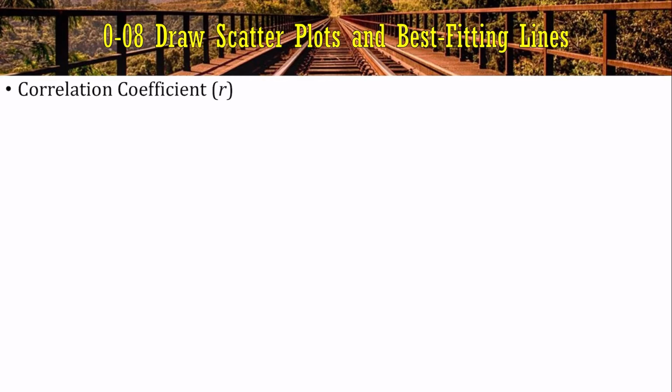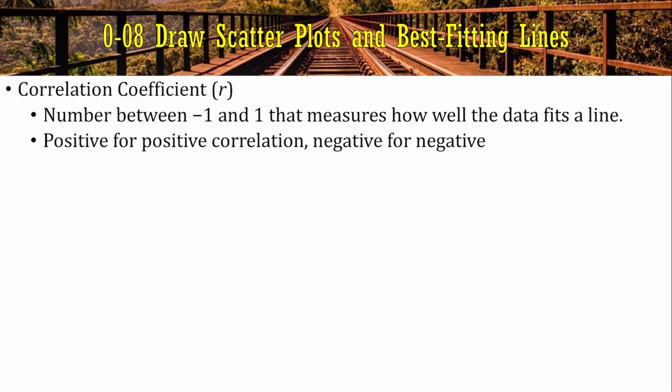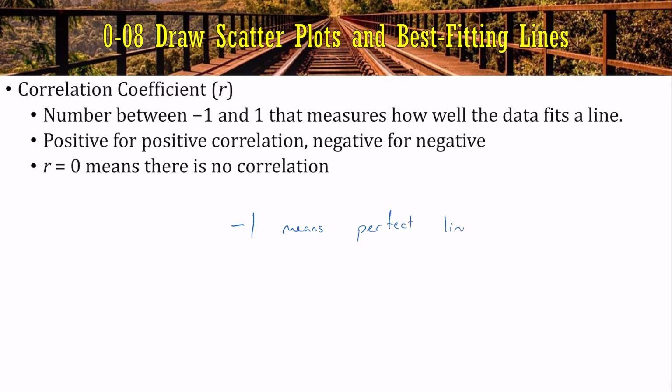We can measure how well a scatter plot fits a line by using the correlation coefficient, which is a number between -1 and 1 that measures how well the data fits a line. Positive for positive correlation, negative for negative correlation, and r equals 0 means there's no correlation. So -1 means a perfect line with a negative slope. 1 means a perfect line with a positive slope.